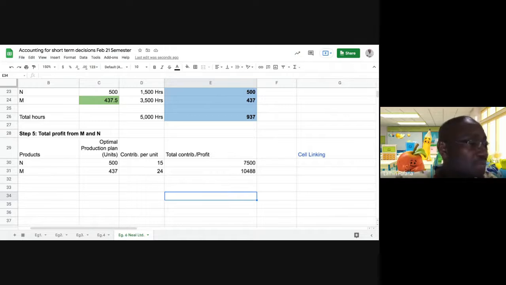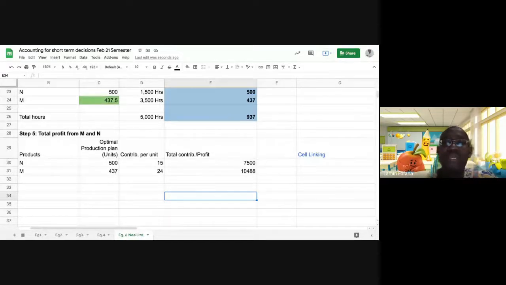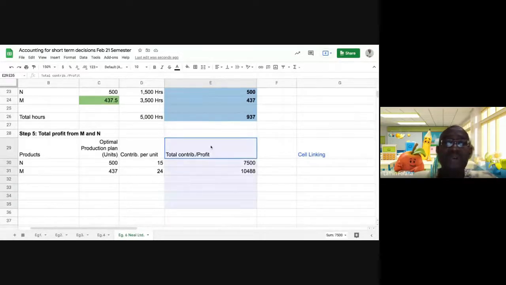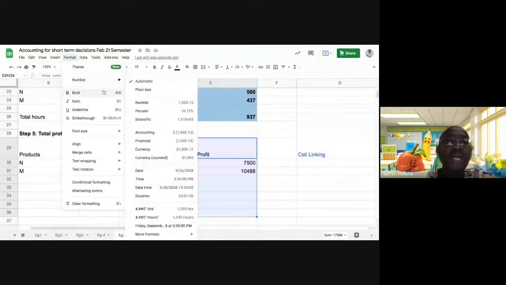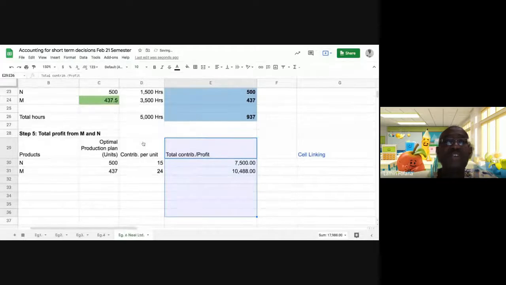Are you following? So we have our total contribution for N as 7,500, our total contribution for M as 10,488. So we can format this also. We can go to format, number. We use the financial number formatting, or we reduce the decimal places to 0. And we align it to the right. Okay, and we make this column bold.